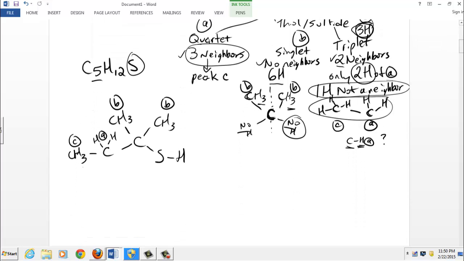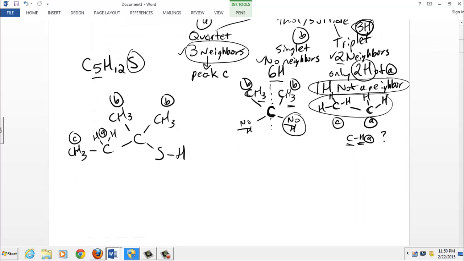Okay, so what's happening is we have overlapping peaks. So just by coincidence, darn it, this hydrogen attached to sulfur has been shifted downfield to the same position as these 2 hydrogens. And so they look like they're equivalent, but they're not.